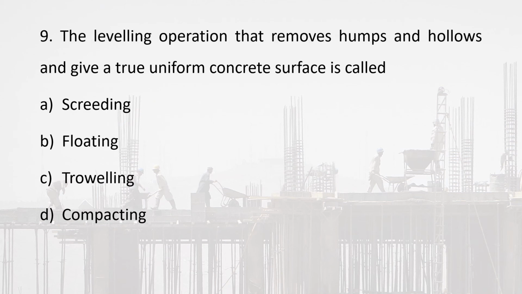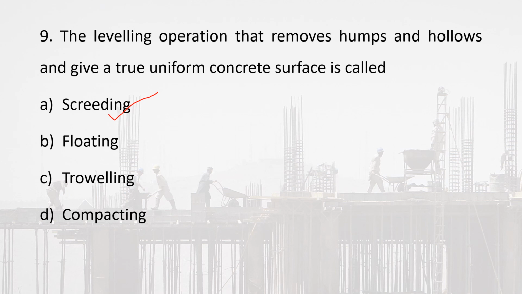Next question, the leveling operation that removes humps and hollows and gives a true uniform concrete surface is called option A, screeding, option B, floating, option C, troweling and option D, compacting. The correct answer is option A, screeding. The leveling operation that removes humps and hollows and gives a true and uniform concrete surface is known as screeding.